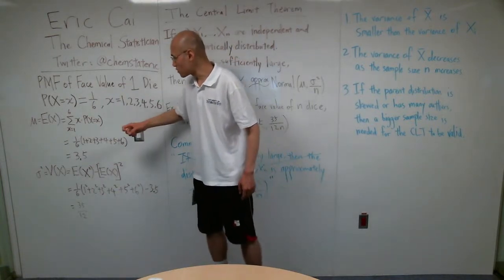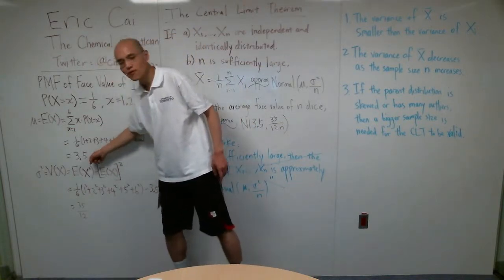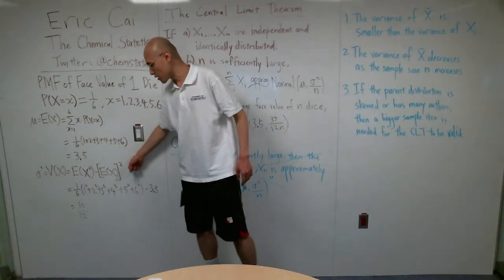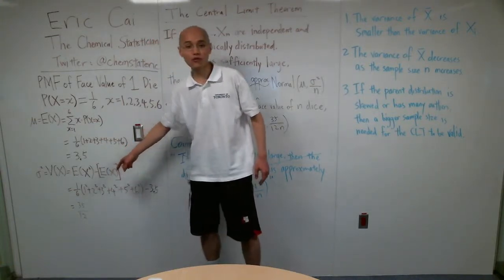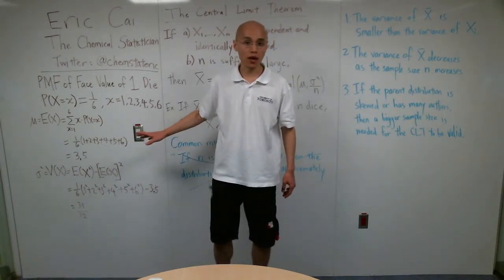If you apply the definition of the expected value, you'll find that mu is equal to 3.5. If you apply the formula for the variance, E of X squared minus E of X all squared, then you'll find that sigma squared is equal to 35 over 12. Do these calculations on your own if you don't know where they come from.